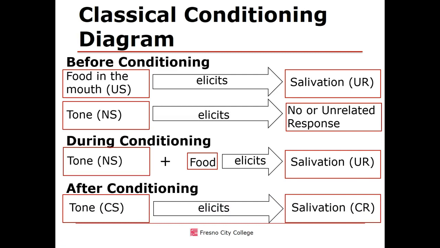Notice that salivation is written in both the UR and CR boxes. If you are filling in a diagram and you did not put in the same behavior in those two boxes, then you have done something wrong. The UR and CR are the same behavioral response. What makes them different is the stimulus that elicits them. The UR is salivation to the food in the mouth. This is natural. The CR is salivation to the tone. This was learned.